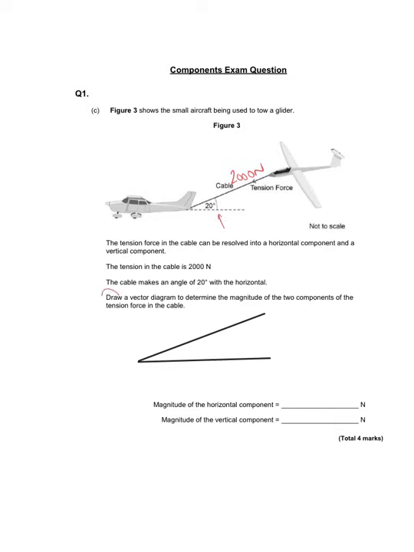So what we need to do is draw a vector diagram to determine the magnitude of the two components of the tension force in the cable. So what I've done here to start with, and I've got my protractor ready, is I've measured 20 degrees just there. Now somehow we need to make this equivalent to 2,000 newtons.